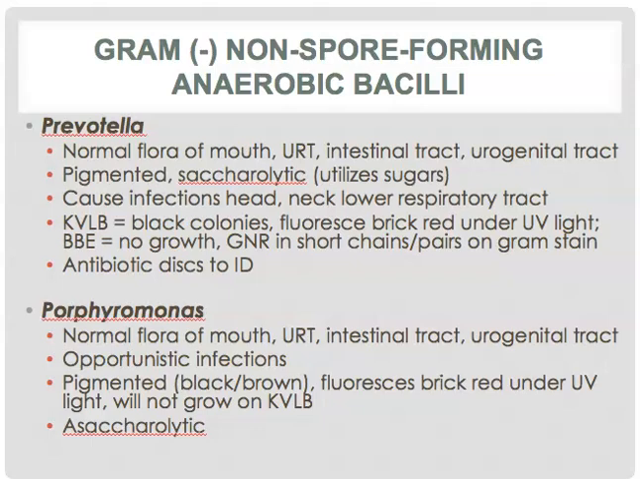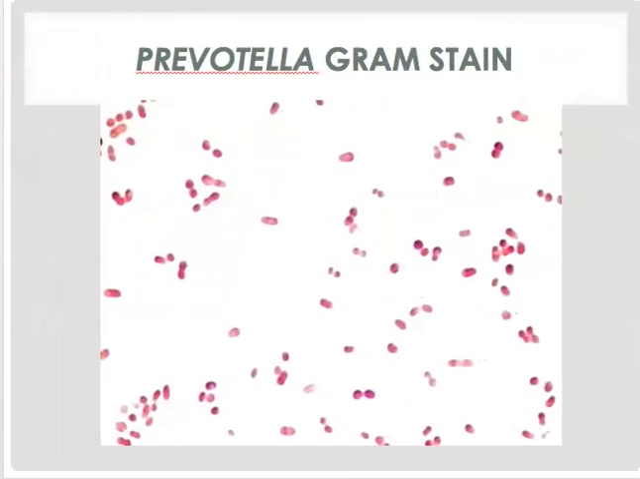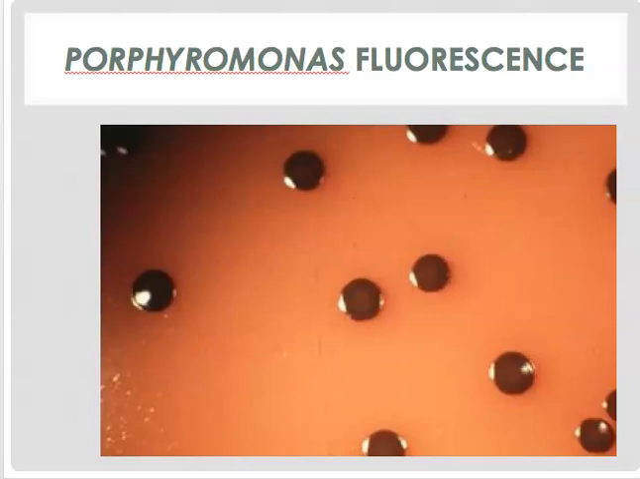Porphyromonas, normal flora of the mouth, upper respiratory tract, intestinal tract, urogenital tract. It's largely associated with opportunistic infections. It will show pigmentation, so black or brown colonies. It will fluoresce brick red under UV light, but not all species will do that, and it will not grow on KVLB. It is asaccharolytic, which means that it does not utilize sugars. And then finally, let me show you this one. So here's your Prevotella stain. Here's your Porphyromonas fluorescence.